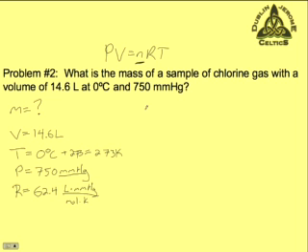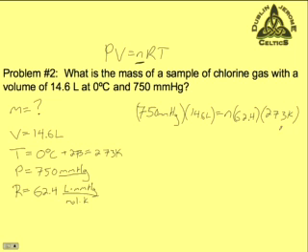All right, again. Let's do it. Pressure, 750 millimeters of mercury. The volume, 14.6 liters. I don't know moles, but I have the rest of it. 62.4 is R, and the temperature is 273 Kelvin. All right. A little bit of algebra here. And N equals what? 0.643 moles of chlorine.